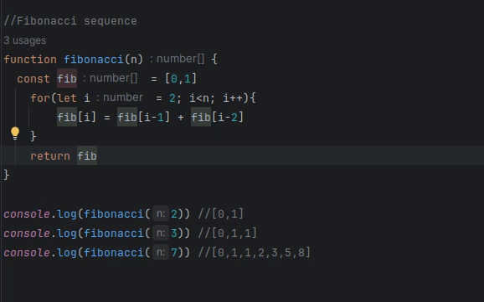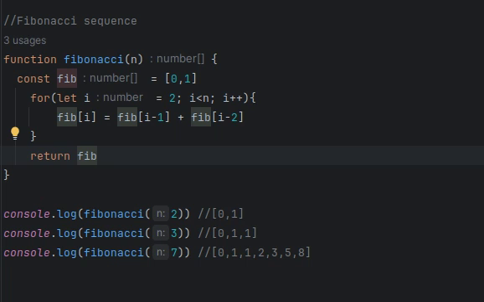So let the value of the index equal 2 and index is less than n. Then increment the index. After that, the values are going to return the Fibonacci of which the index is equal to the Fibonacci of index minus 1 plus Fibonacci of index minus 2. That is the value of the Fibonacci.